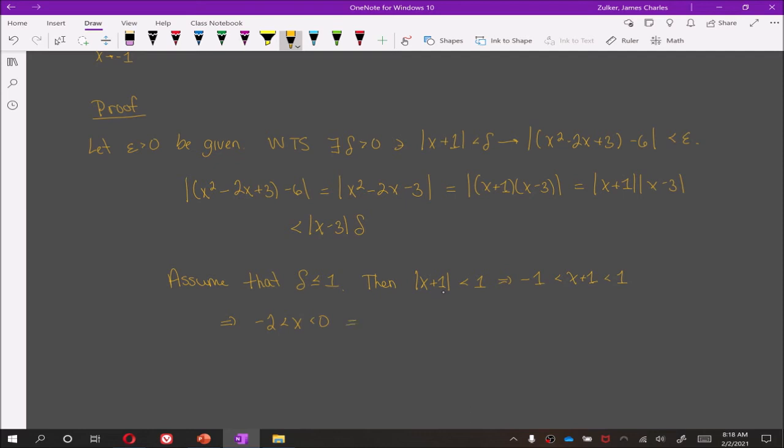Now subtract everything by 3. Right, and the reason to do that is because we wanted this x minus 3, right? However, this is not equal distance, right? We can make it equal distance.